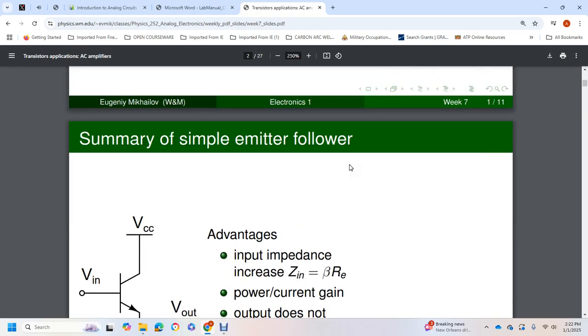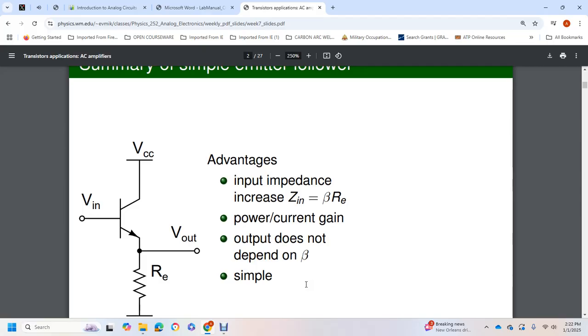Advantages, summary of the simple emitter follower. Advantage: input impedance increases; input impedance is beta times the emitter resistor. Power and current gain; the output depends on beta. Simple.